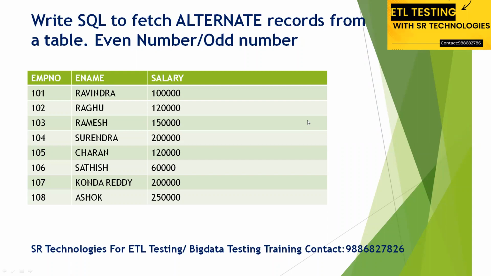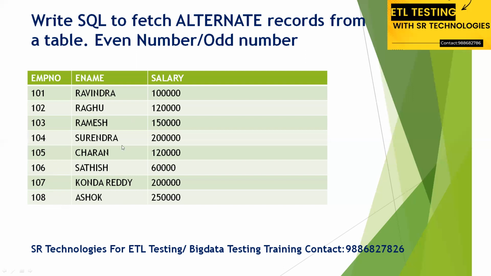And today we are going to discuss another couple of interview questions. Suppose you have data like employee number, employee name, salary. We wanted to fetch alternate records from this particular table. For example, Ravindra is 101, Aradhu is 102, 103 Ramesh, and 104 Sunandra. 105 Charan, 106 is Satish, 107 is Pandarati, 108 is Ashok.